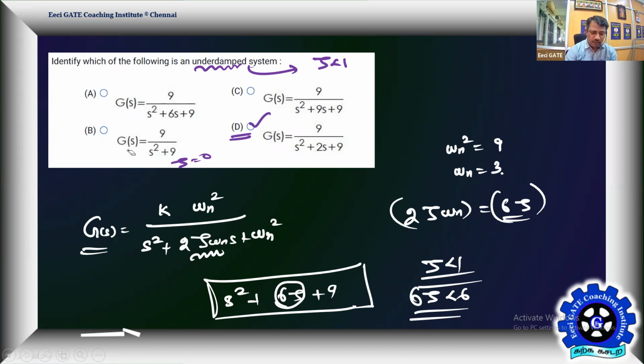If you want to know about the other options, this is exactly zeta equal to 1. So 6 zeta greater than 6 means zeta greater than 1, which is over damped. So option A is critically damped, option C is over damped, and option B is undamped. So D alone is underdamped. That's a very simple problem.